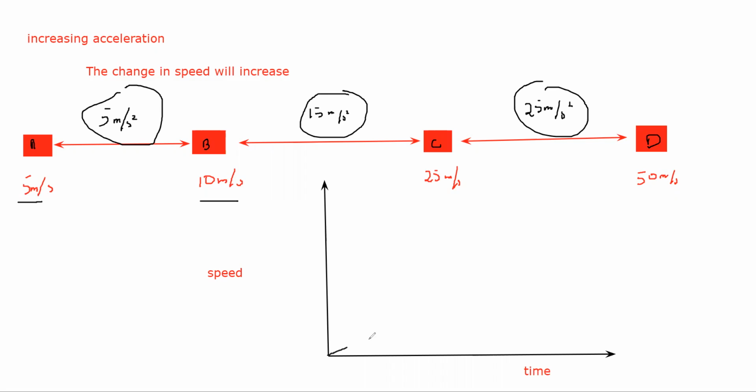So it will be a curve and the slope of the curve will increase. So the graph for an object whose acceleration and speed both are increasing will be a curve and it will get steeper, or the slope of the curve will increase. And the last part, take the screenshot for this. Any doubt in this concept of increasing acceleration?